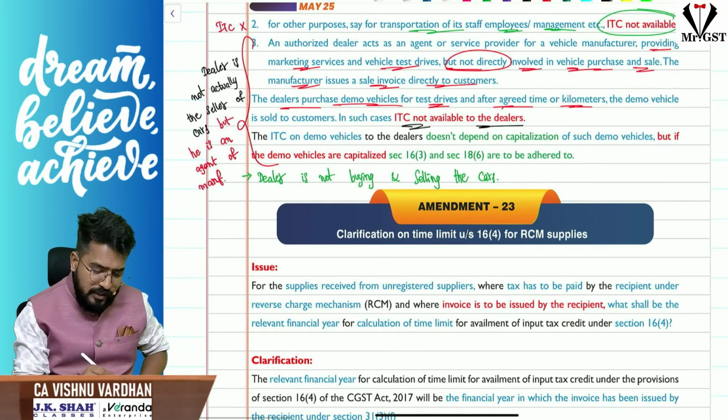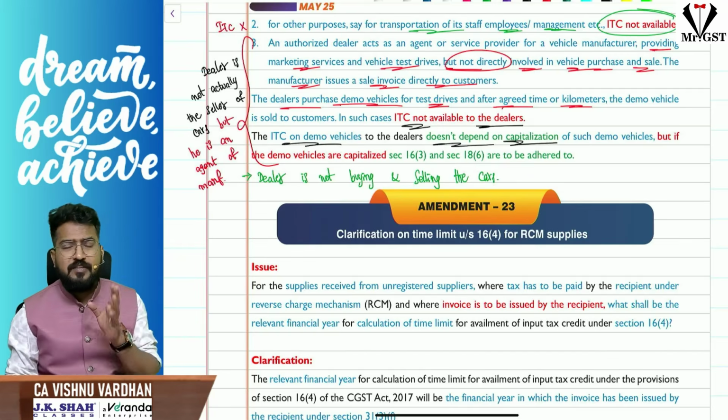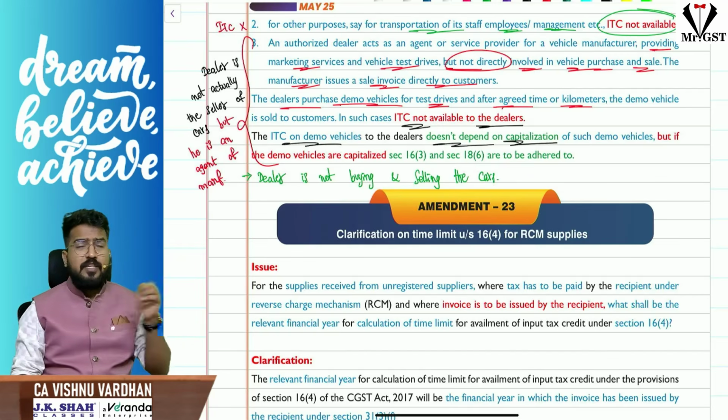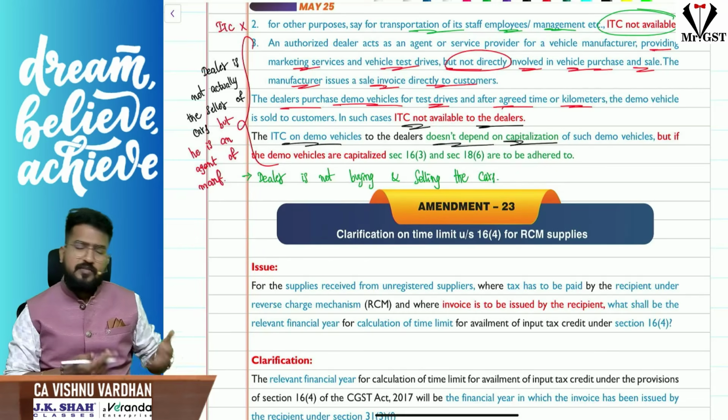So ITC on demo vehicles does not depend on the capitalization. As you know, the exception in 17 subsection 5 is if you are engaged in further supply of such conveyances only, you can take ITC. Here you are not engaged in further supply of such conveyances, you cannot take ITC.